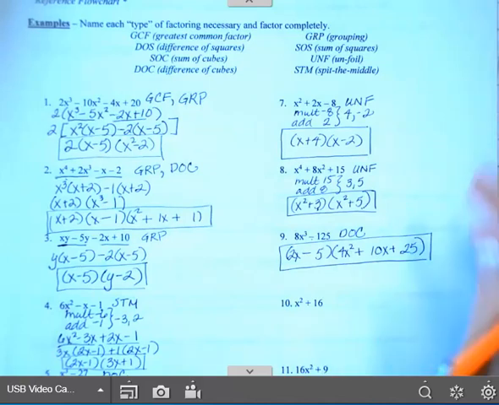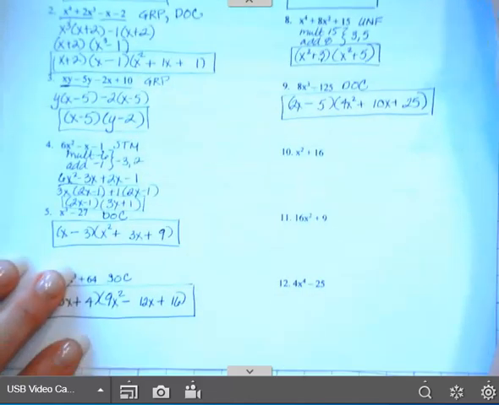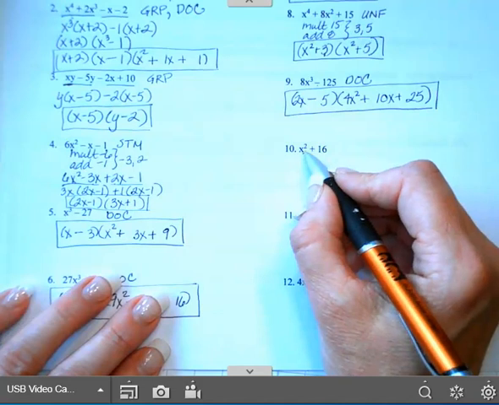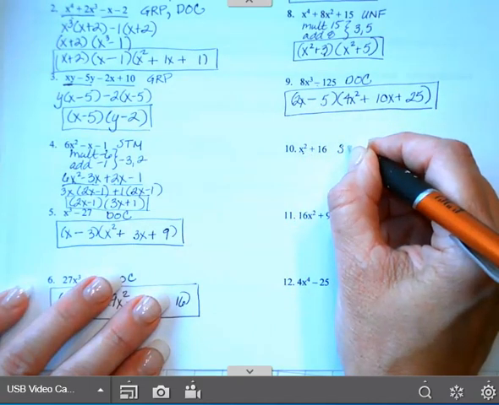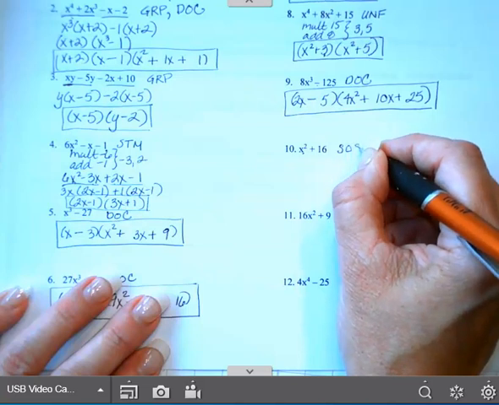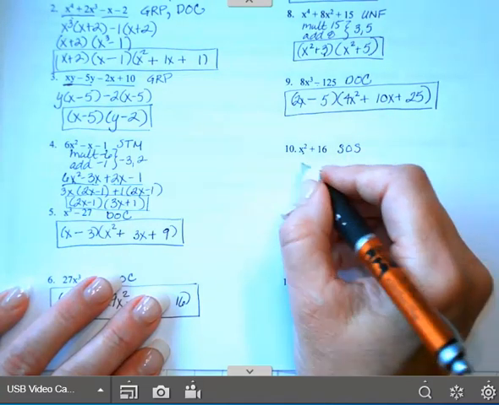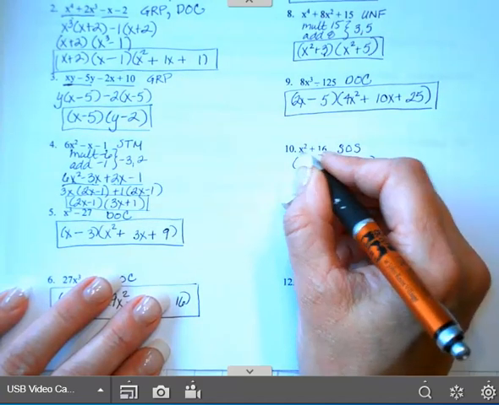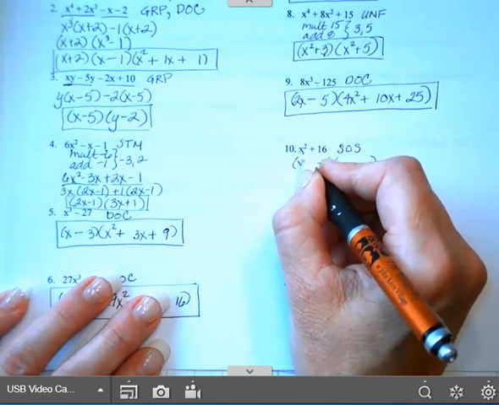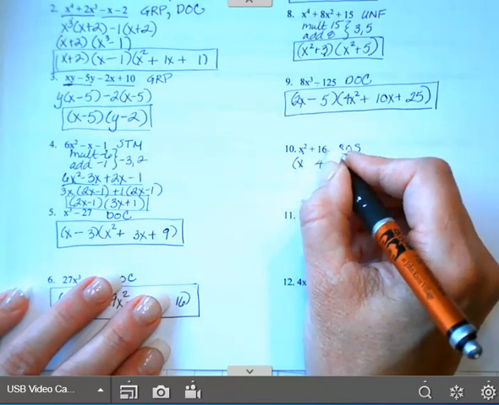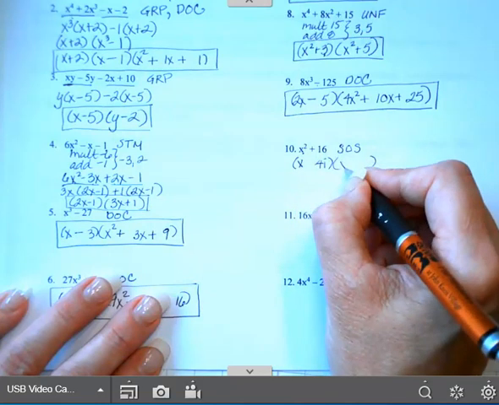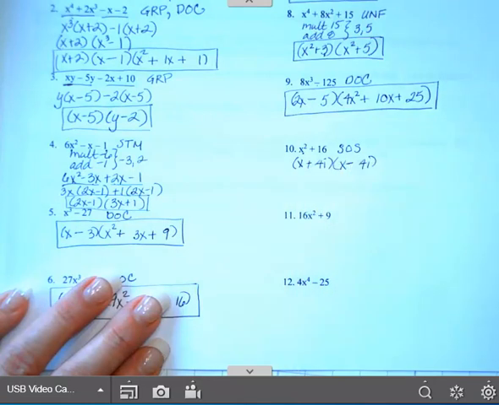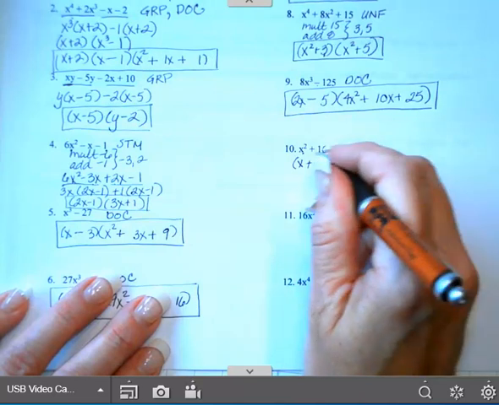On number 10, they do not have a greatest common factor. There are two terms, and this is a sum of squares. And if you look at your sum of squares pattern, take the square root of each of those. On the sum, though, you're going to have the i's. One is plus and one is minus. And that's your final answer.